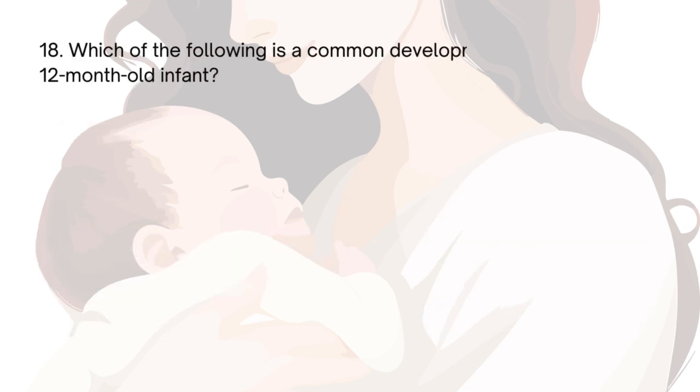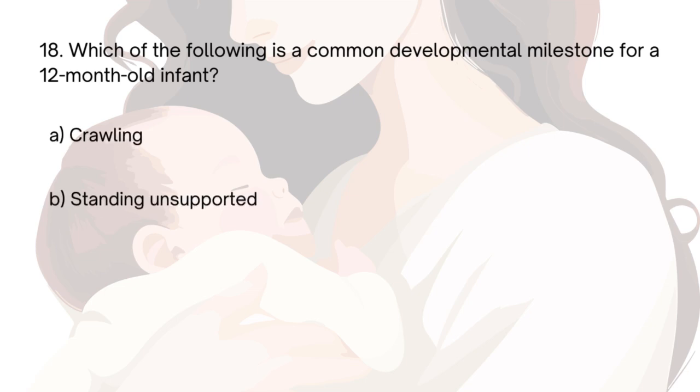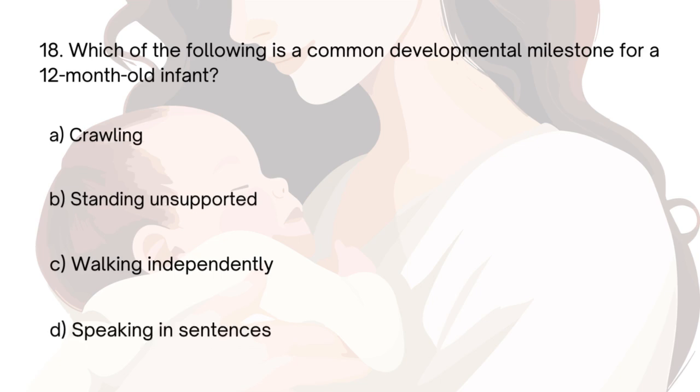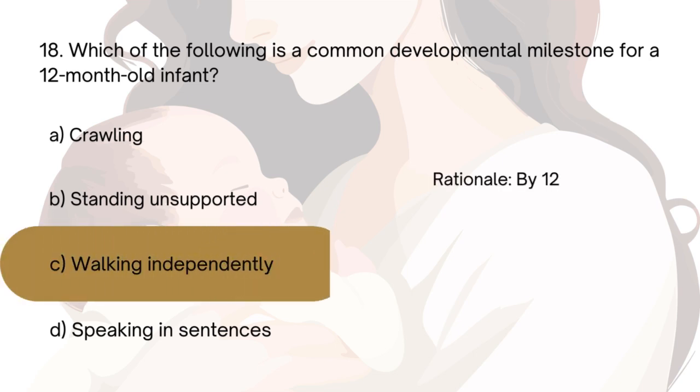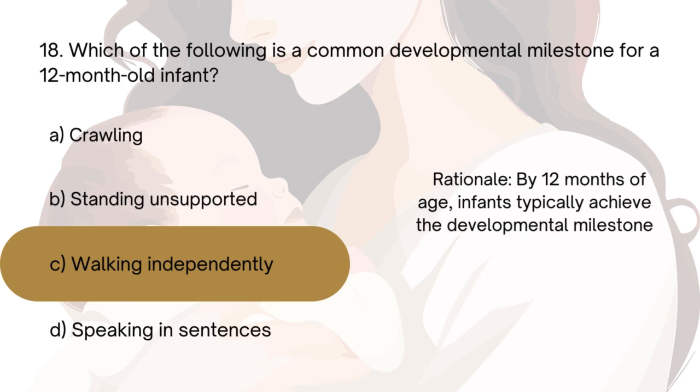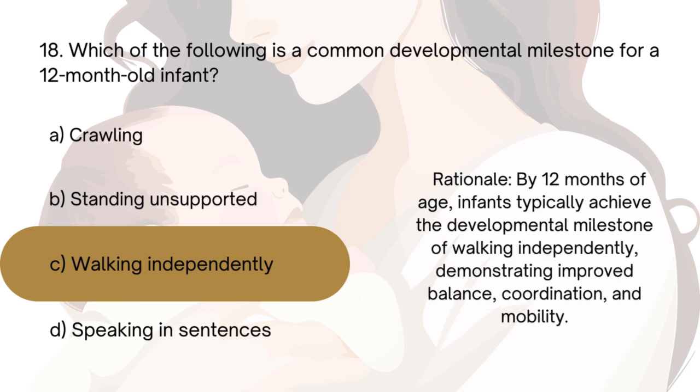18. Which of the following is a common developmental milestone for a 12-month-old infant? A. Crawling. B. Standing unsupported. C. Walking independently. D. Speaking in sentences. Rationale: by 12 months of age, infants typically achieve the developmental milestone of walking independently, demonstrating improved balance, coordination, and mobility.